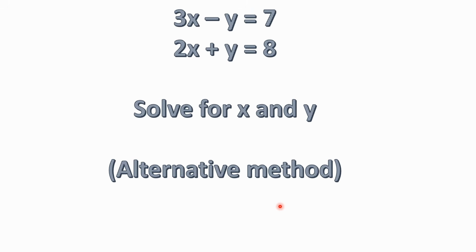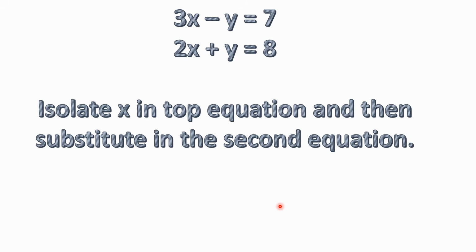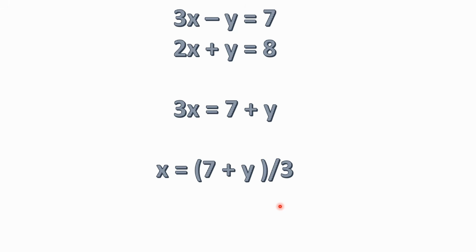Now, of course, there's an alternative method for doing this. You could solve individually. You could solve for x first and then solve for y. You could take the top equation, the 3x minus y equals 7, isolate x in that top equation, and then substitute what you get in the second equation. So let me just show what I mean by that.